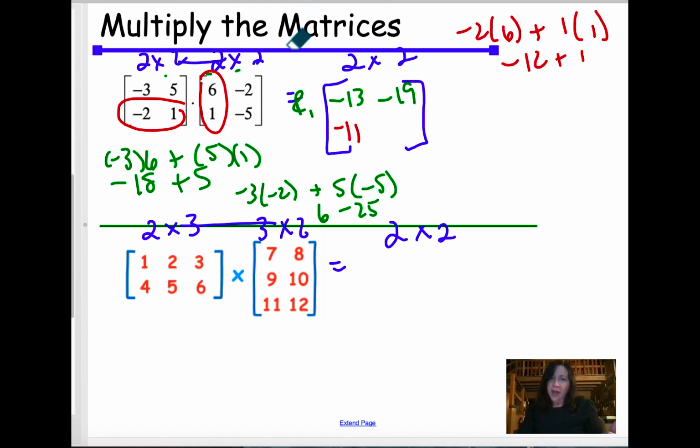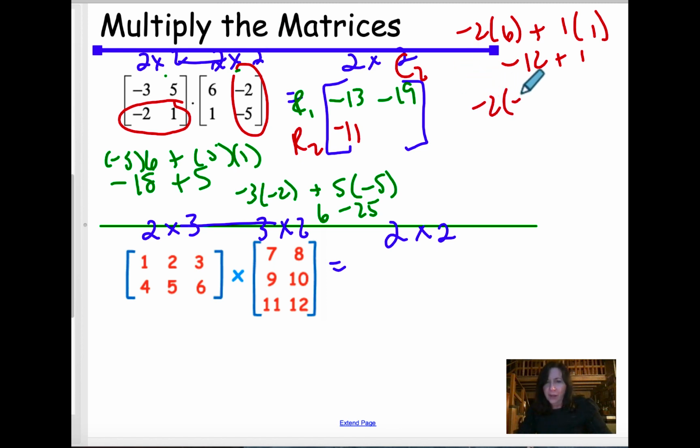For the next value, and the last value for this problem here, we need this spot down here, which happens to be row 2, and this is column 2. So this is row 2 here times column 2. So that's going to be -2 times -2 plus 1 times -5. So that's 4 minus 5, which is -1. And so that's my 2 by 2, and we're done.